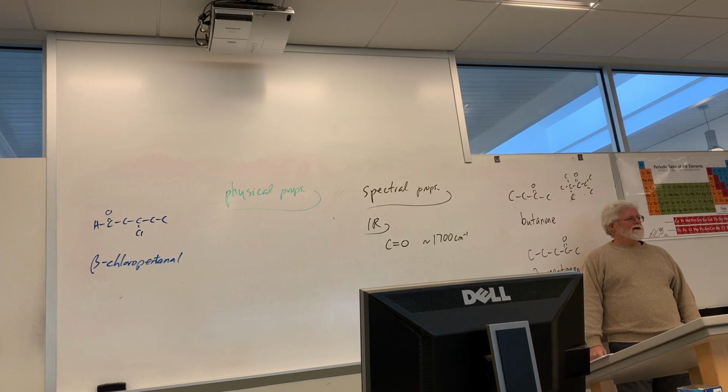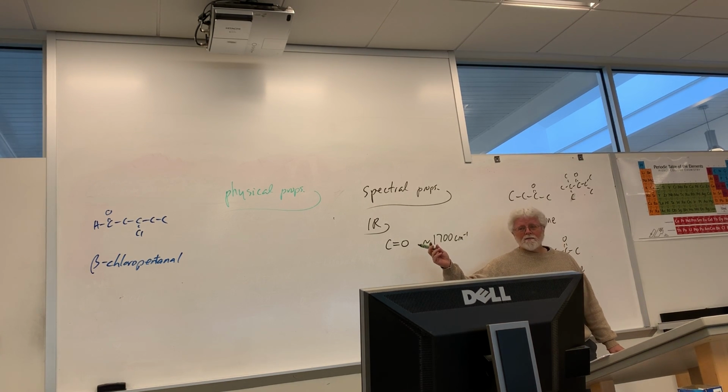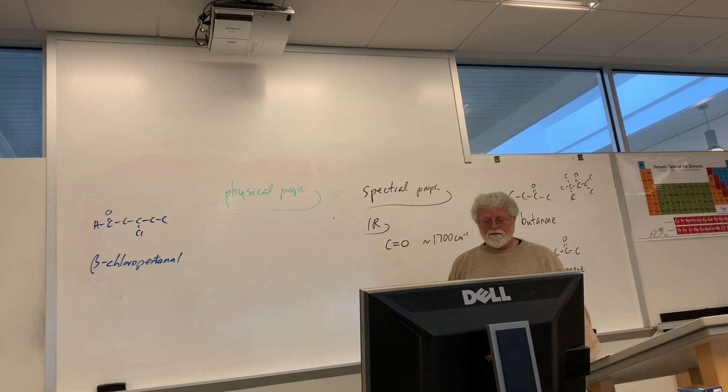If you find a nice strong sharp peak in the 1700 wave number range, does that tell you you have an aldehyde or a ketone? All it tells you, IR just gives you bonds. All it tells you is you have this bond. It could be an aldehyde, could be a ketone, could be a carboxylic acid, could be an ester, could be an amide, could be an acid anhydride, could be some other things we haven't talked about. Lots of things have carbonyls. So it's very useful, but it's not all that specific to any given functional group.